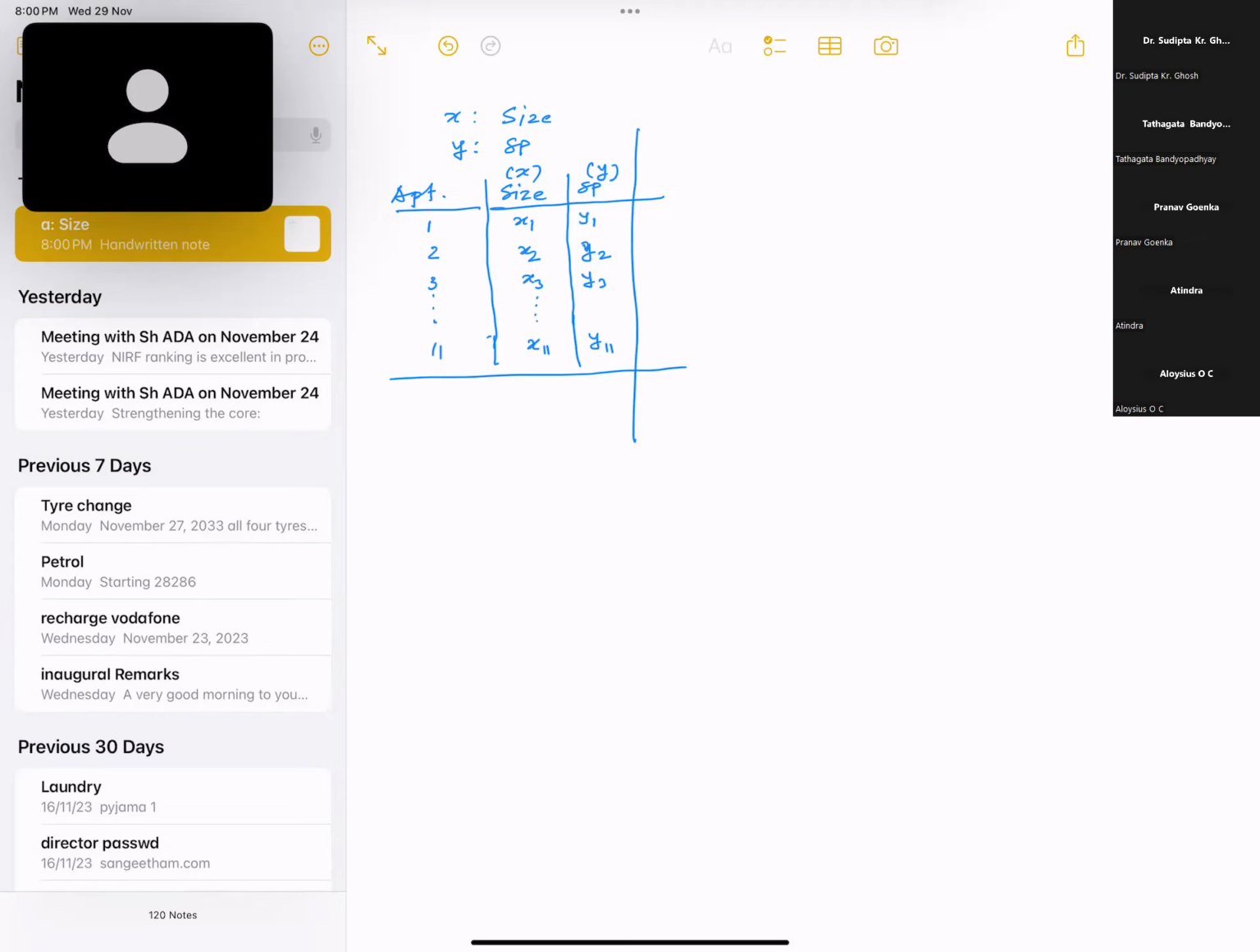Now, we have already found that x and y are positively correlated, and the correlation coefficient between x and y is around 0.86. That means strong correlation.